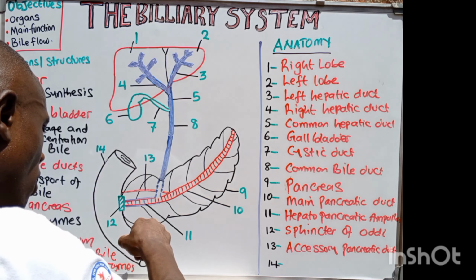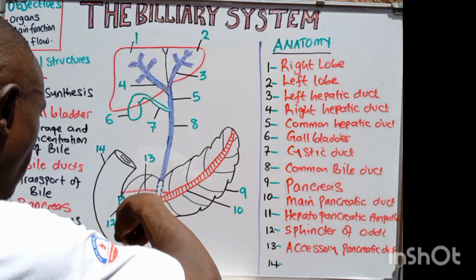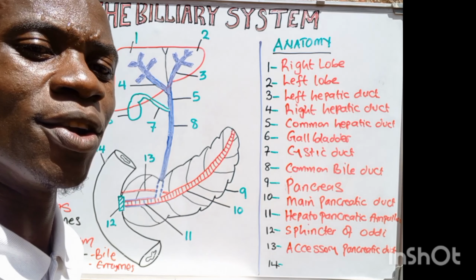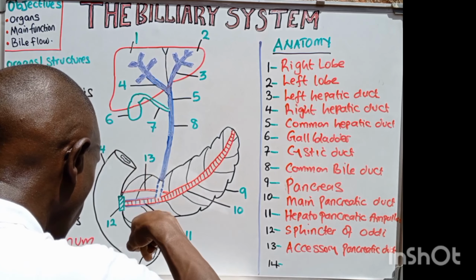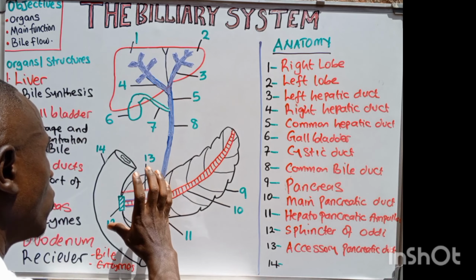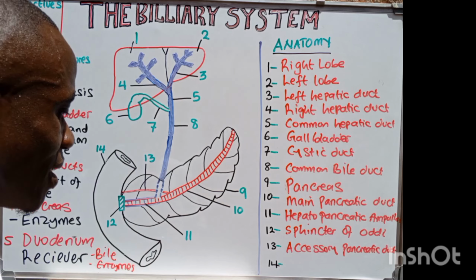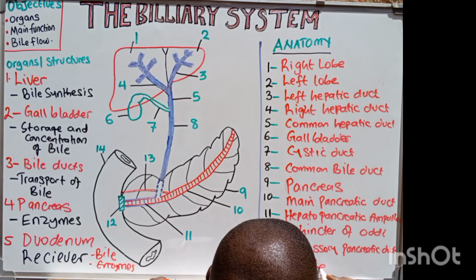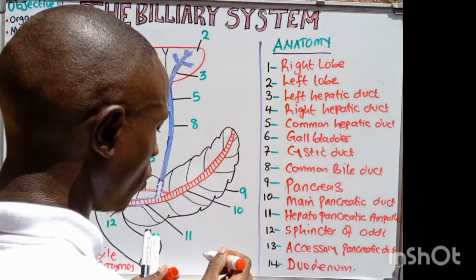You know how this structure number 14 is called? This structure number 14 is going to be part of the small intestine, the first segment of the small intestine. This structure here, which is going to be housing the head of the pancreas, is what we call the duodenum.